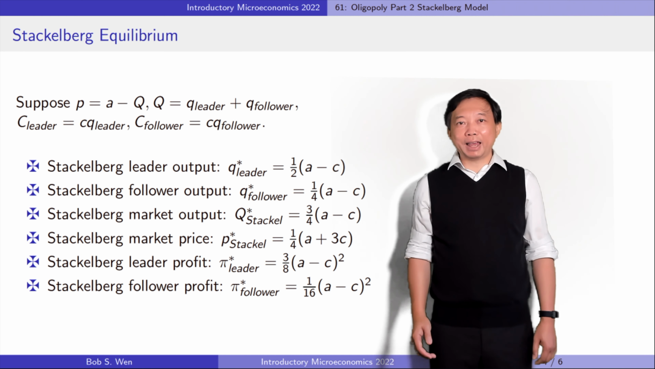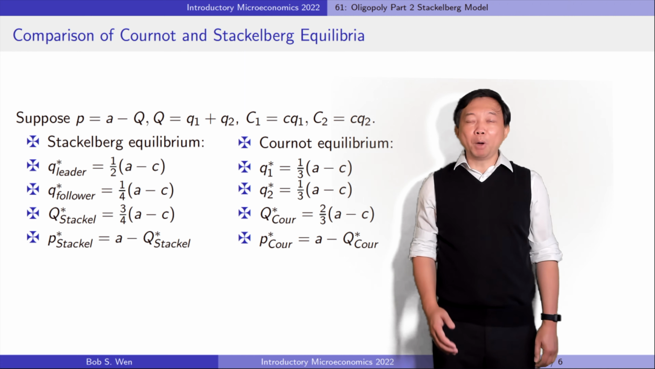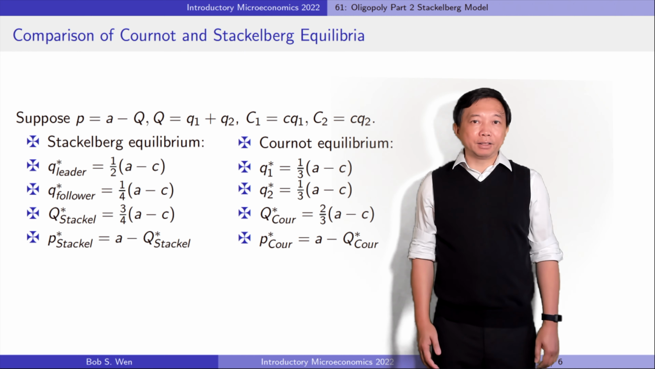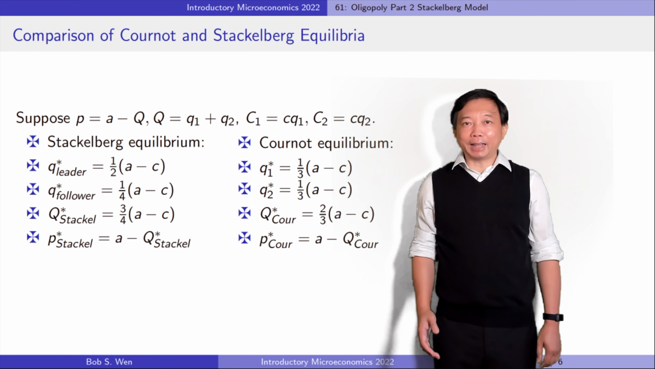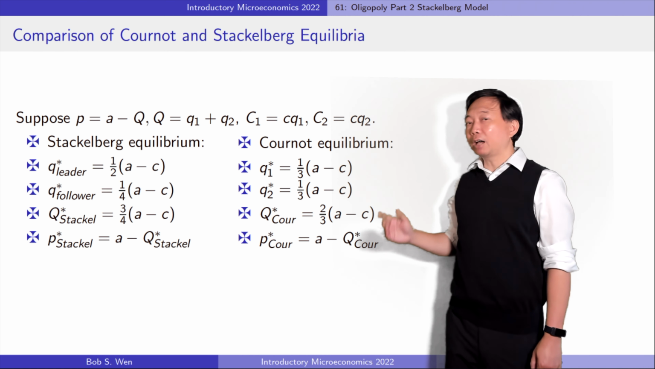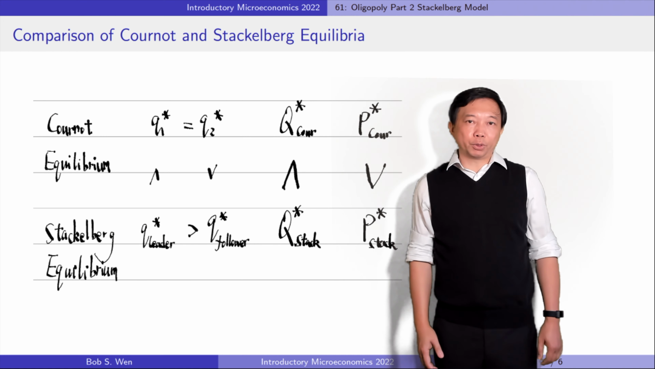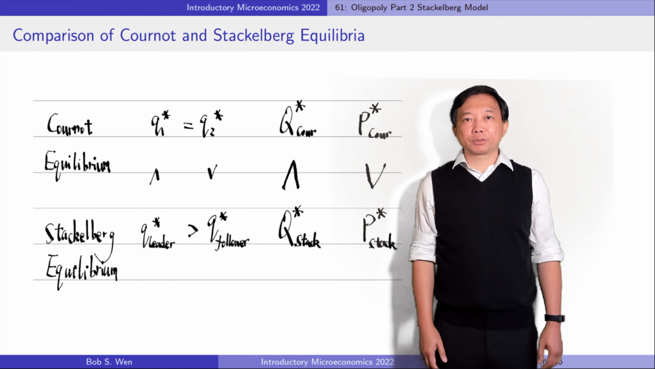Next, we compare the results between the Stackelberg equilibrium and the Cournot equilibrium. Suppose the market demand and the firm's cost are the same in both models. The leader firm in the Stackelberg equilibrium produces more than each firm in the Cournot equilibrium, which is higher than the follower firm's output in the Stackelberg equilibrium. The Stackelberg market output is larger than the Cournot market output. The Stackelberg price is less than the Cournot price.